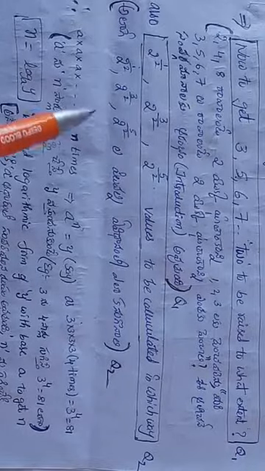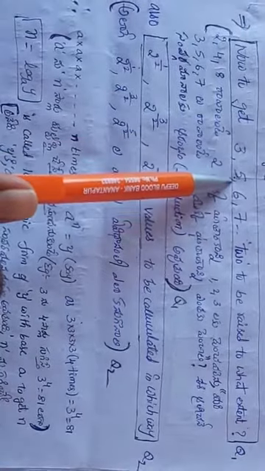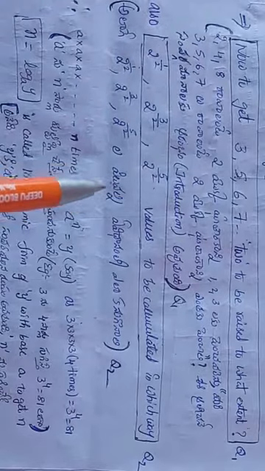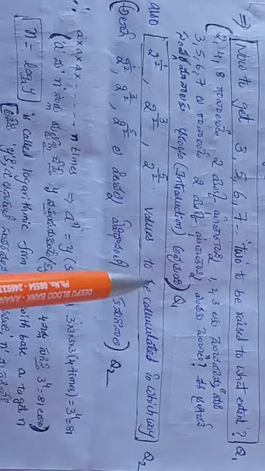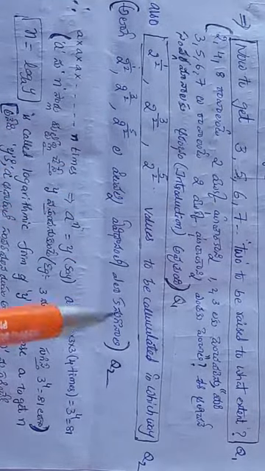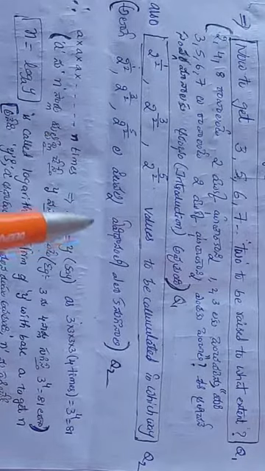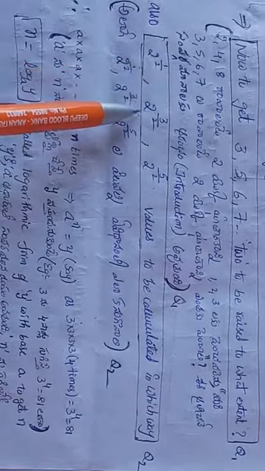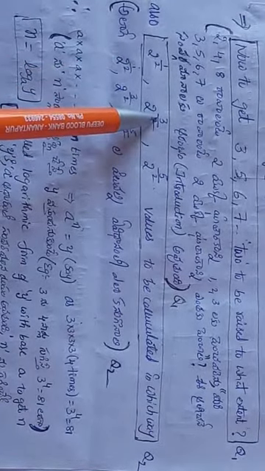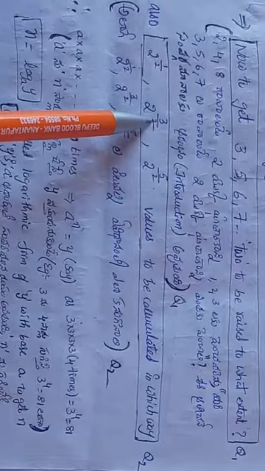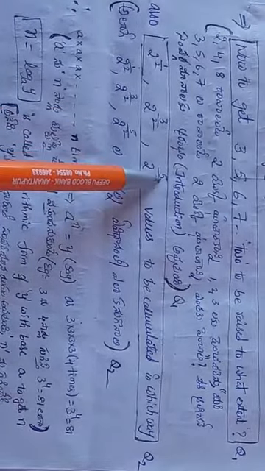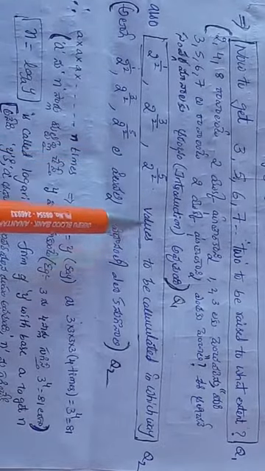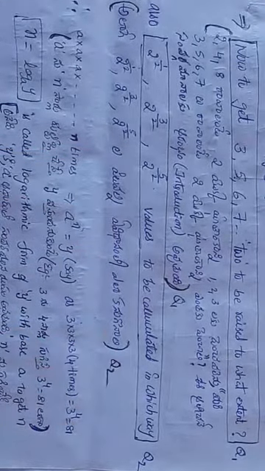So question number 1 is: to get 3, 5, 6, 7, 2 has to be raised to what extent? And what happens if 2 is raised by half time? That means 2 to the power of half. And what happens if 2 is raised by 1.5 times? That is 3 by 2, meaning 1.5. And if 2 is raised by 2.5 times, that means 5 by 2. 2 to the power of 5 by 2 gives which value? This is question number 2.